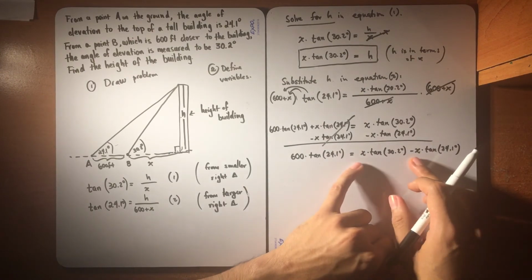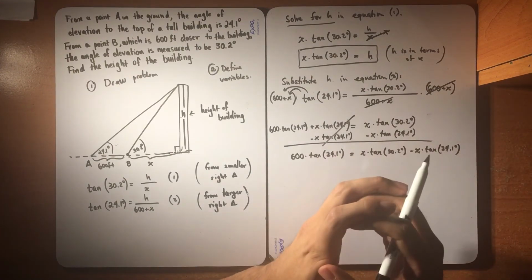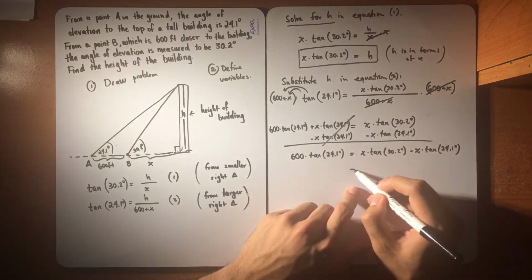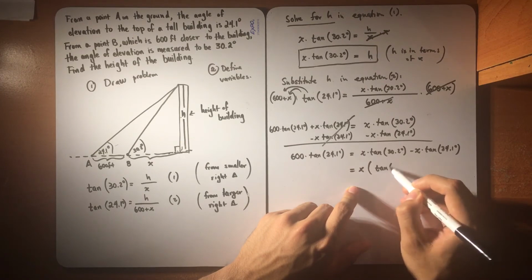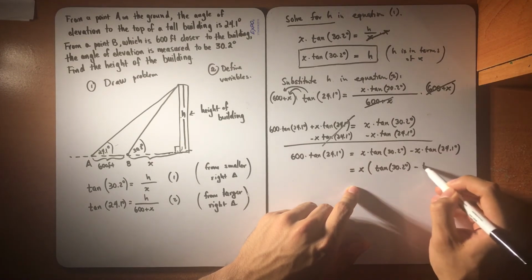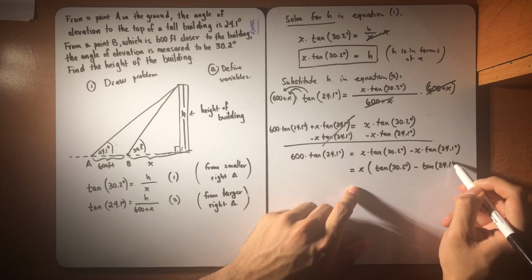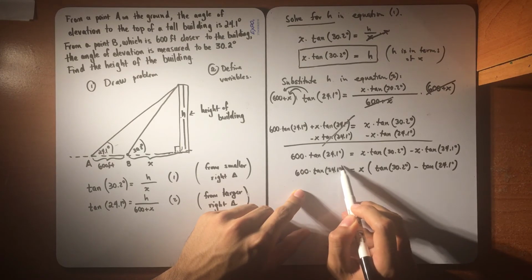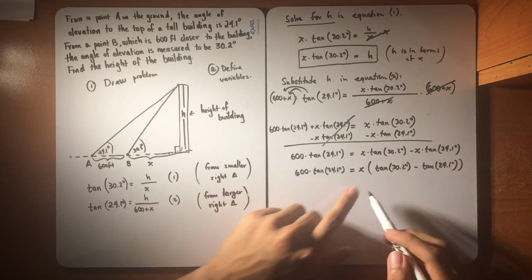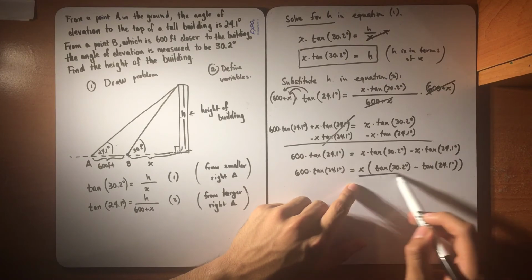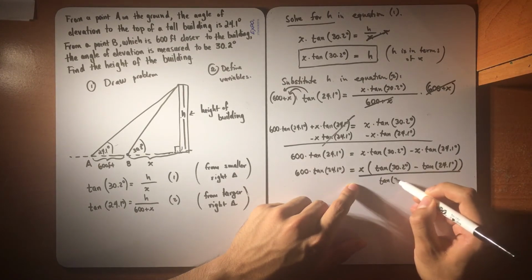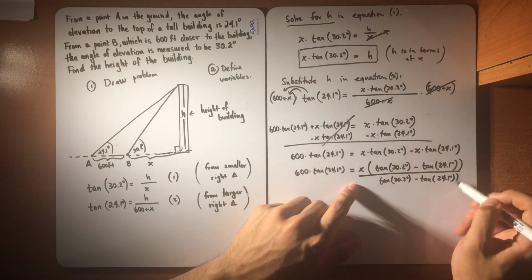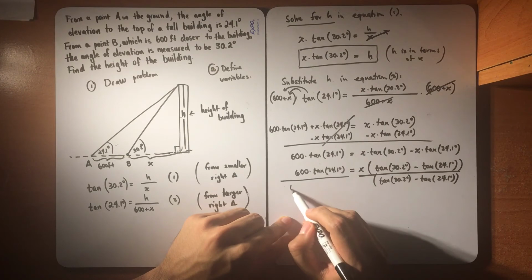And I have all the x's on the right side. But I still want to get x by itself. I realize that x is now a common factor among these two terms, so I can factor out the x. And I'm left with tangent of 30.2 degrees minus tangent of 24.1 degrees. This equals 600 times tangent of 24.1 degrees. But I want to get x by itself, so I need to divide both sides by tangent of 30.2 degrees minus tangent of 24.1 degrees.